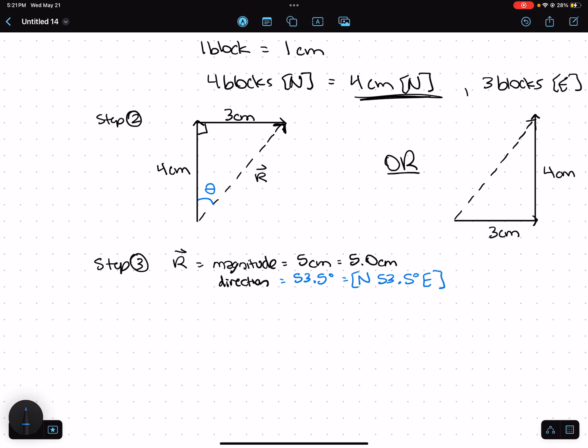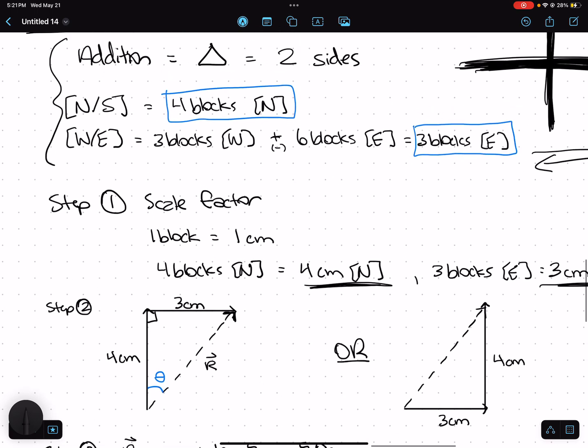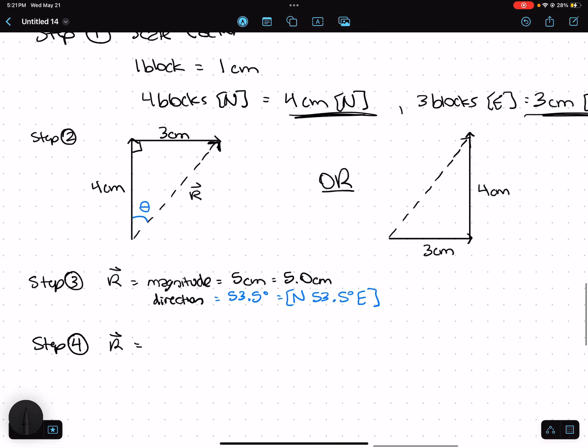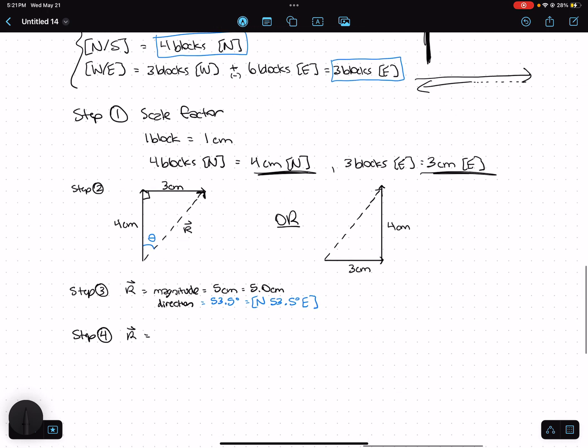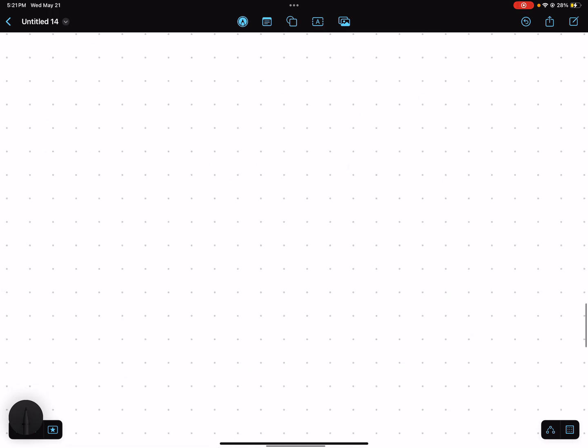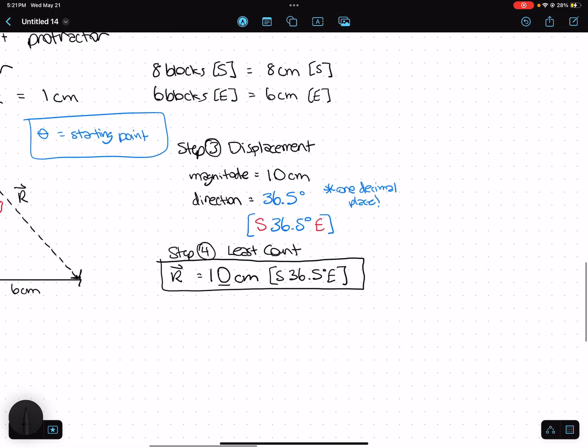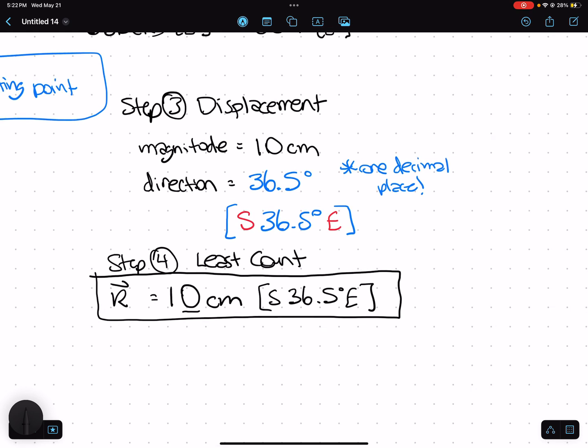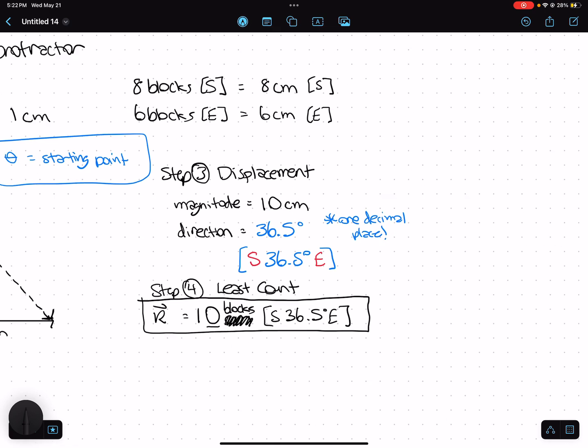Okay, now we are going to combine this into our final answer. So that is our step 4. Step 4 is our final resultant. Now, I'm looking at this question, and I think I forgot to do something. What I forgot to do is convert our centimeters back into blocks. I forgot to do that in our previous question too. Silly me. 5:21 on a Wednesday. I am tired. This should convert back to blocks. That's from our previous question.